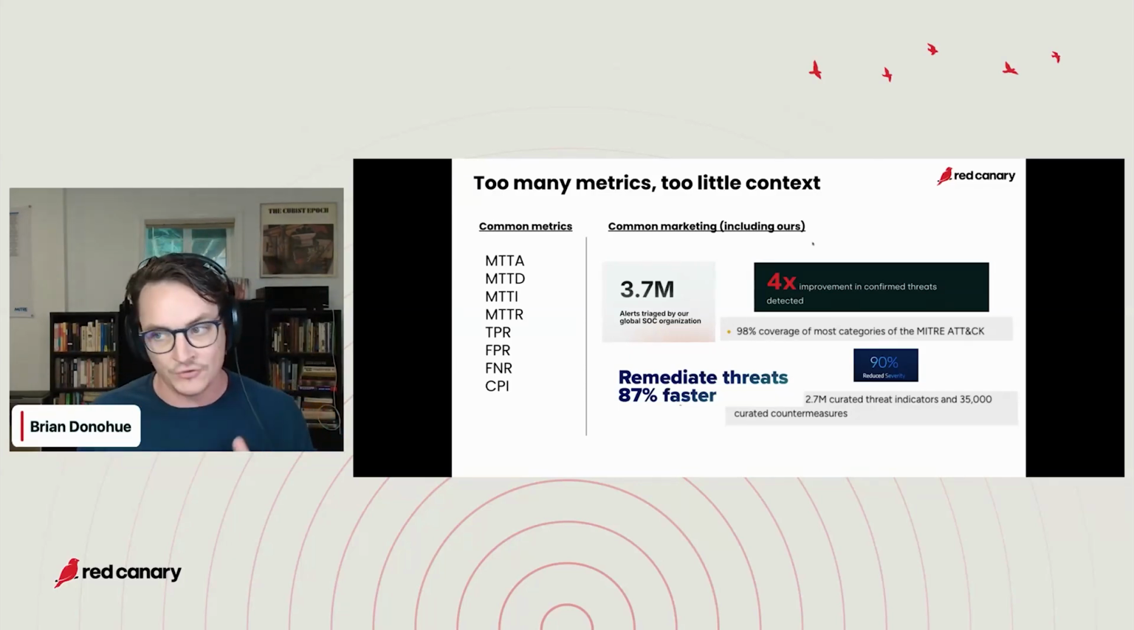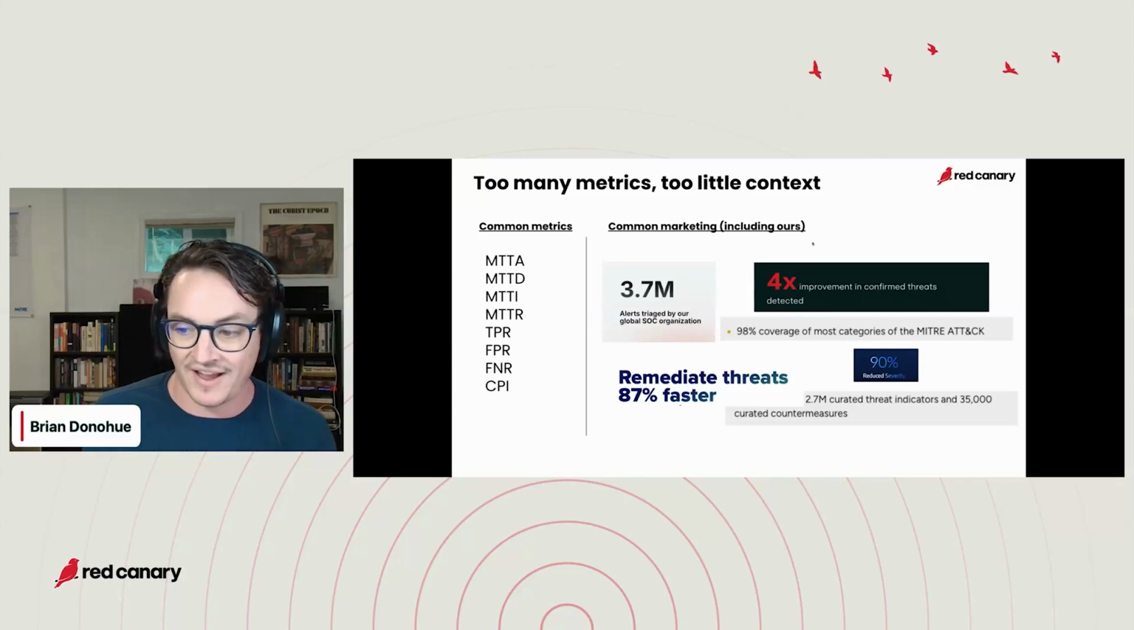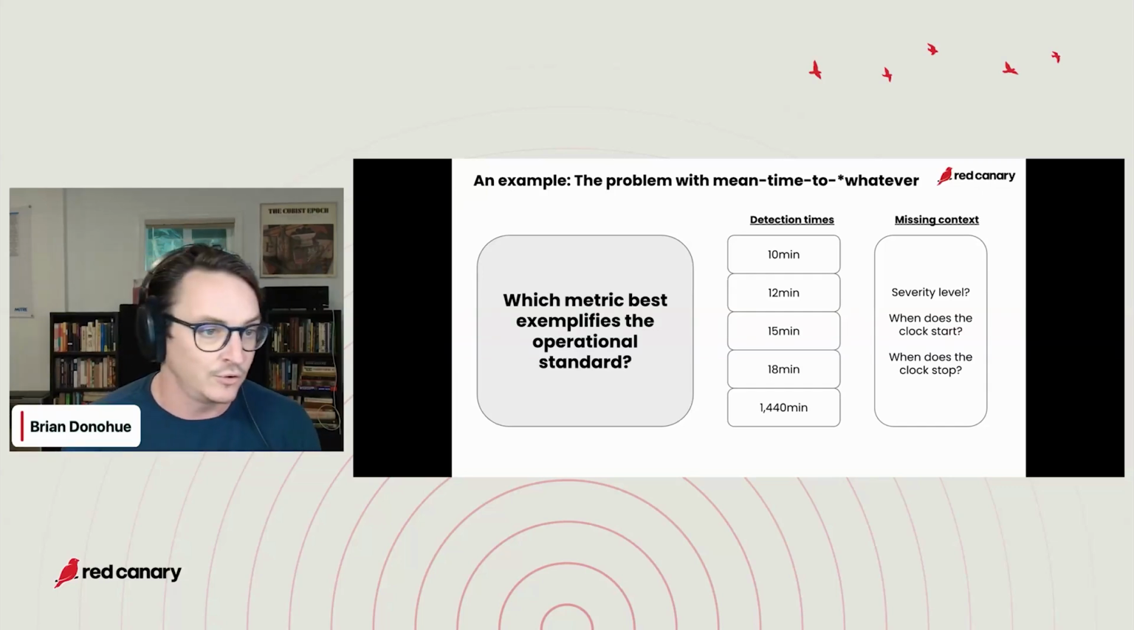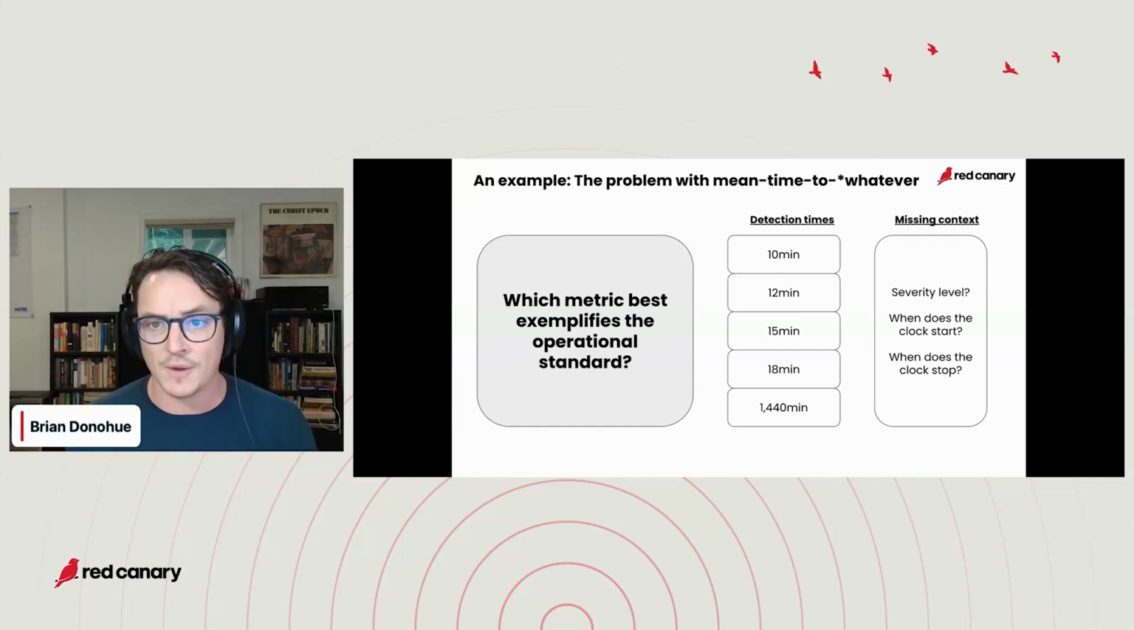So I want to spend most of my time here talking about timeliness metrics, because I think those are the ones that you're probably most likely to see. They're the ones that most security teams use as benchmarks for themselves. They're also the ones that vendors tend to like to put on their website. So let's talk about the problem with mean time to whatever.